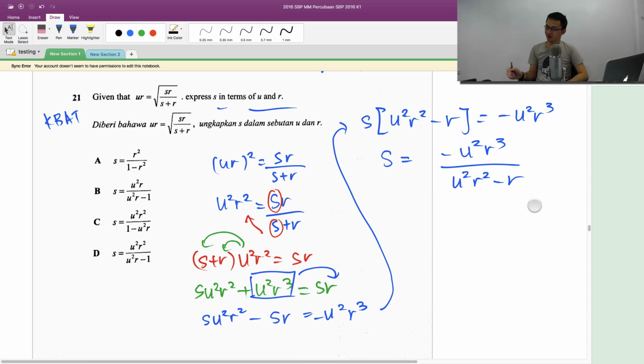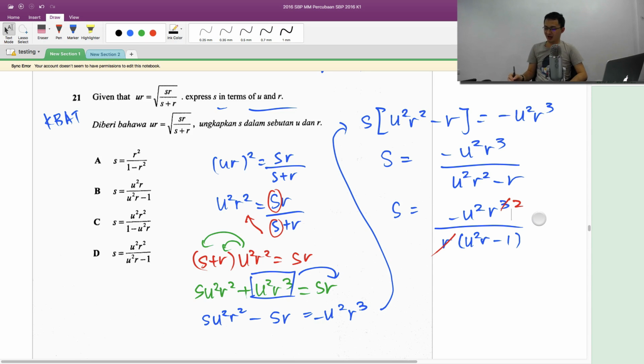Okay, so I sort of correct already, but then I will need to simplify this equation because I couldn't find my answer. So what I will do is, at the bottom here, I factorize out the R. This is U square R minus 1. At the top here, I will remain here U square R cube. And R I simplify, I left square.